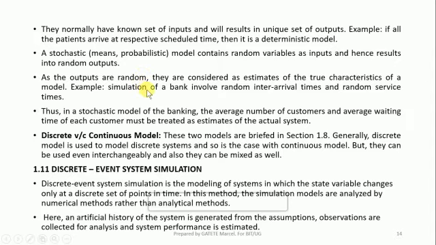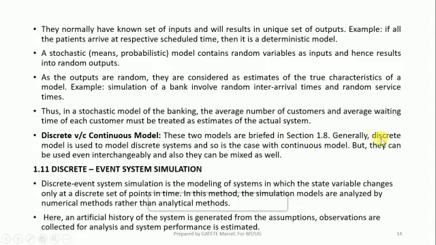Here you can say that simulation of a bank involves random inter-arrival time and random service time. There is a very good example in a bank. If we are simulating a bank, this is stochastic because there will be random inter-arrival of customers and random service time. We can also have discrete and continuous models. These two models are covered briefly in the next section.